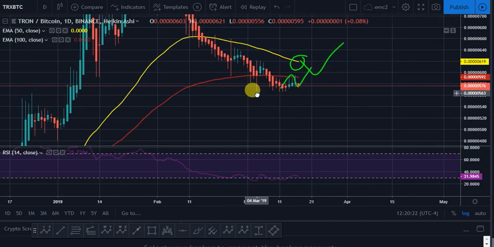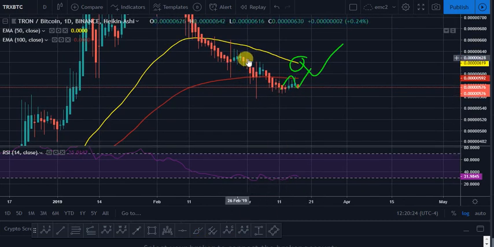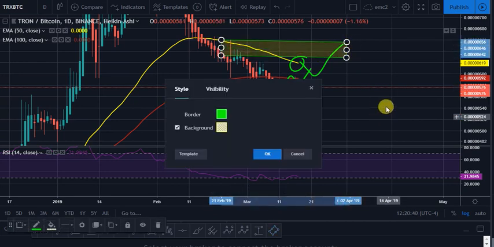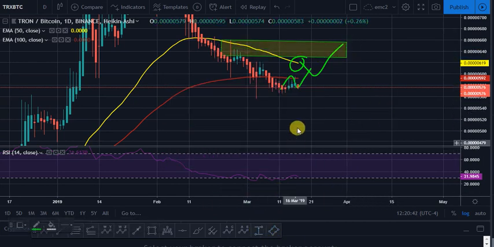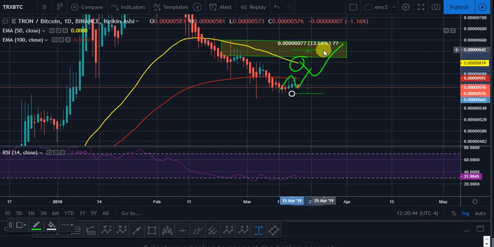Nice bottom formation just about this area, big reversal candle, come back, retest it. So I'm definitely expecting Tron to reverse in the next couple of weeks, at least before the end of the month. We could see Tron retesting these areas, just about this area. So you would be looking at another 10 to 15% before the end of the month, right?